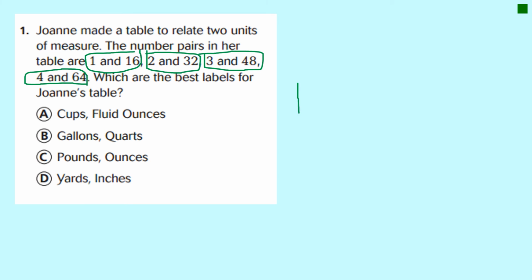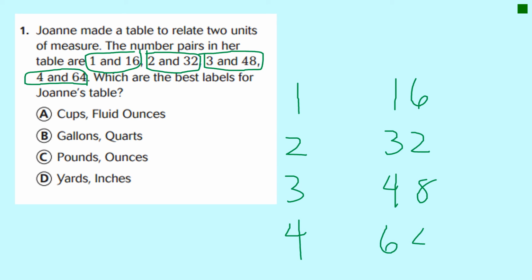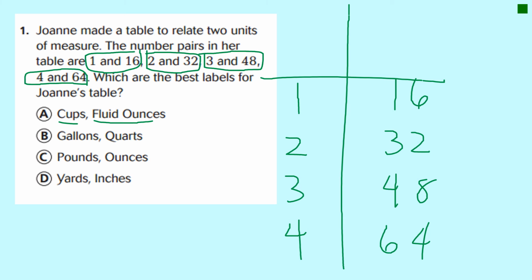So I'm looking at 1 and 16 because I know the rest are just multiples of 16 going down, right? 3 and 48 and 4, those are just the multiples of 16. So what I want to think about is the 1 and the 16. 1 what to 16? Oh, let's look at the choices. Is 1 cup 16 fluid ounces? Are you looking at your chart? Find that on your chart. No. 1 cup is 8 fluid ounces, right?